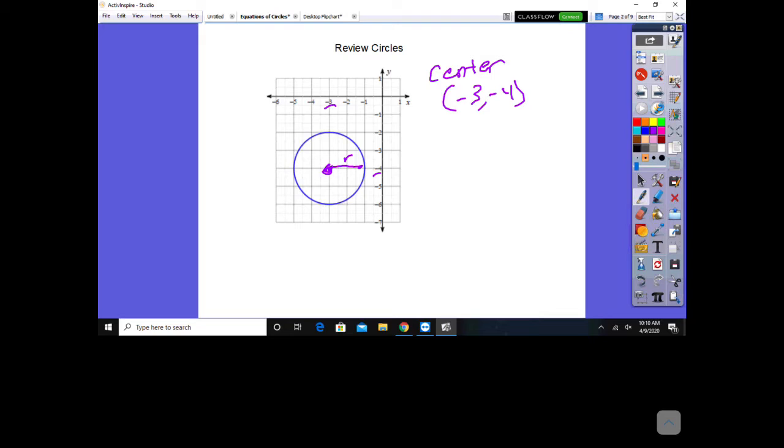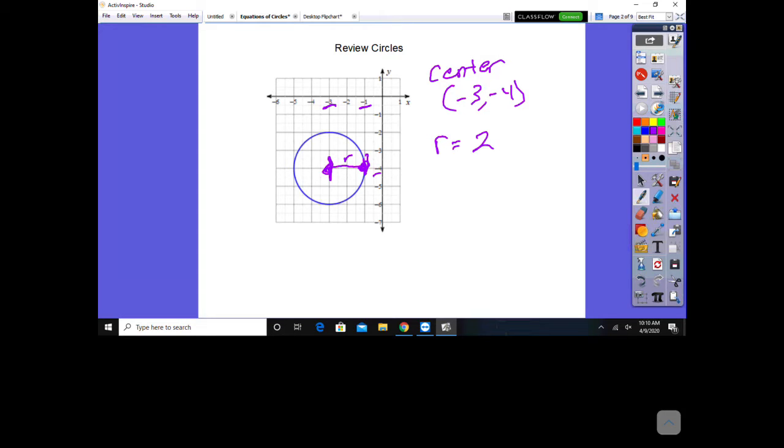And we also want to know what that radius is. What's the distance from right here to right here? Well, this is at -3. This goes to -1, so that's a distance of 2. So the radius right here is equal to 2.